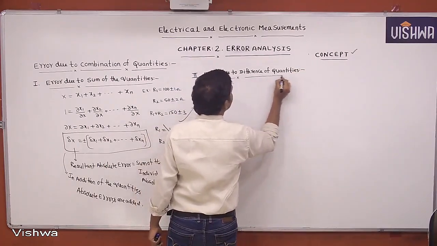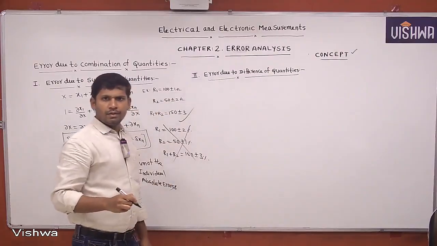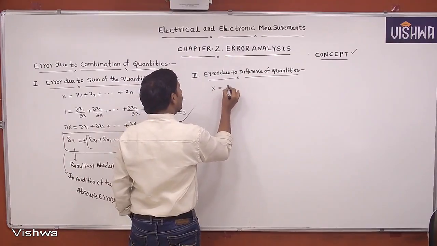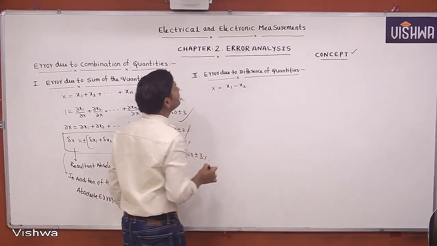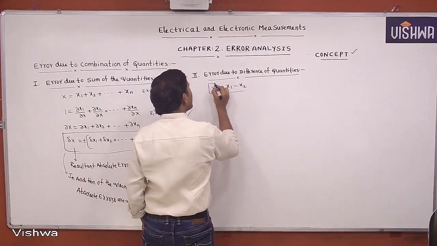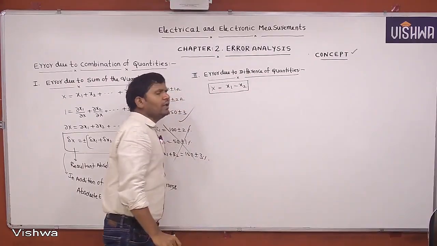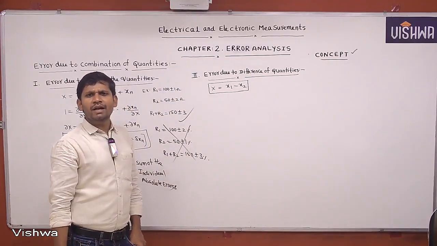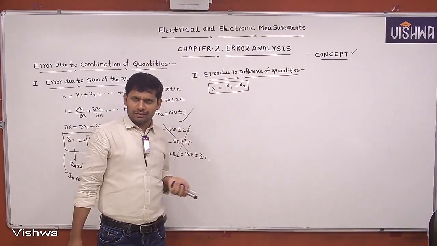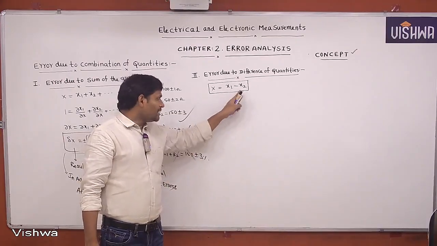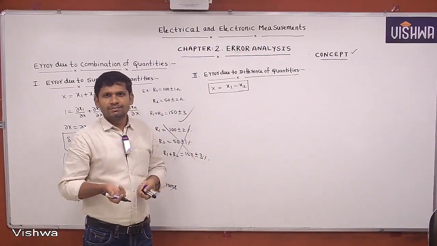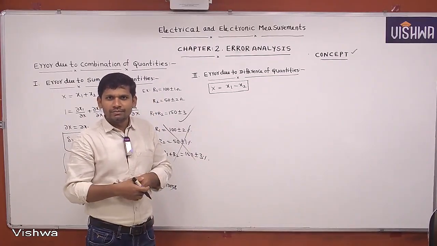Error due to difference of quantities. Yes. Let us assume that in a particular experiment, x equal to x1 minus x2. We are doing one experiment. In that experiment, I am measuring x1 reading and I am measuring x2 reading. I will get x by subtracting the two readings. But in the measurement of x1, there is some error. In the measurement of x2 also there is some error. Then what is the error in the measurement of x? That is x1 minus x2 that you want to calculate.